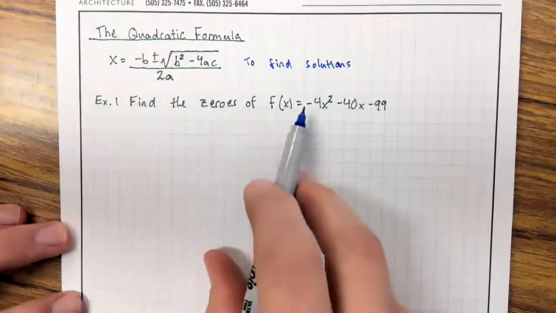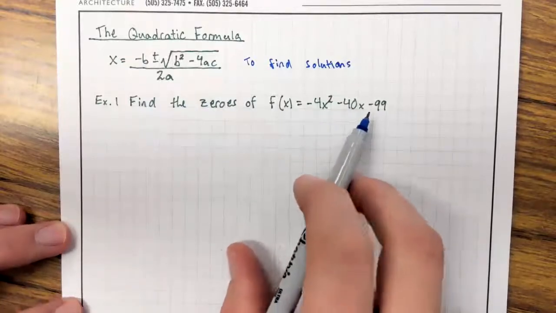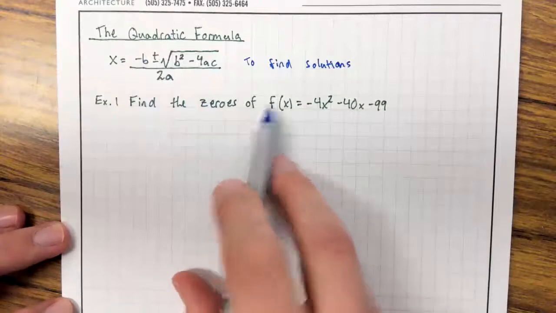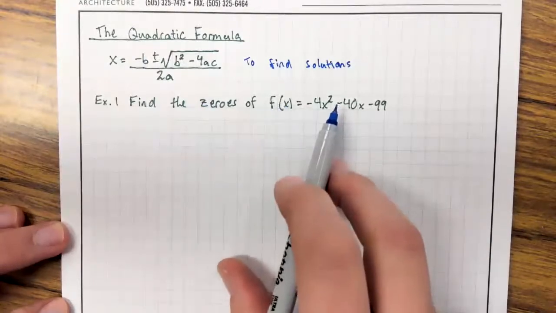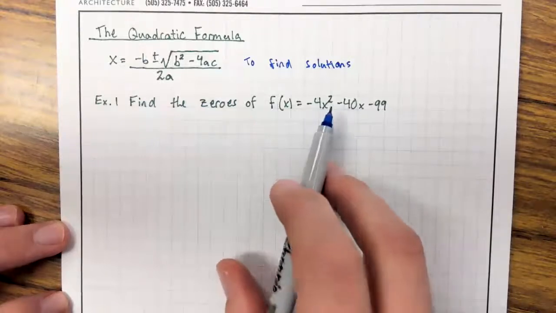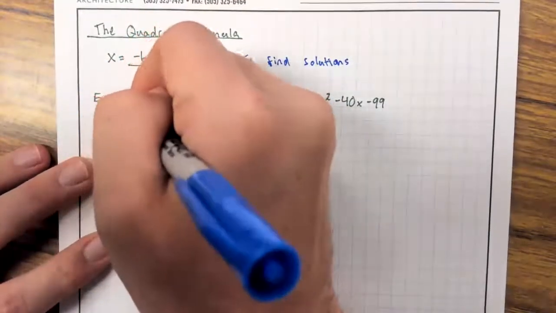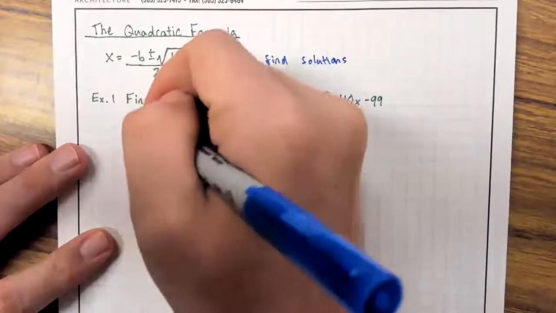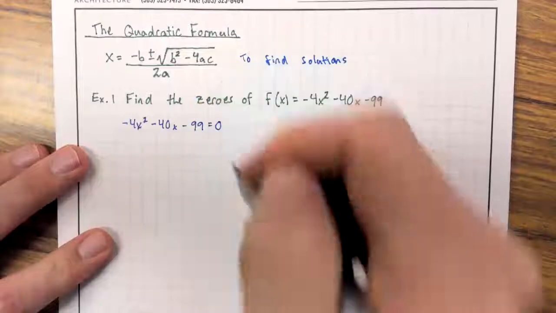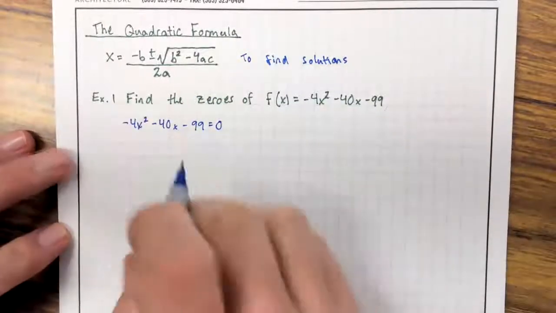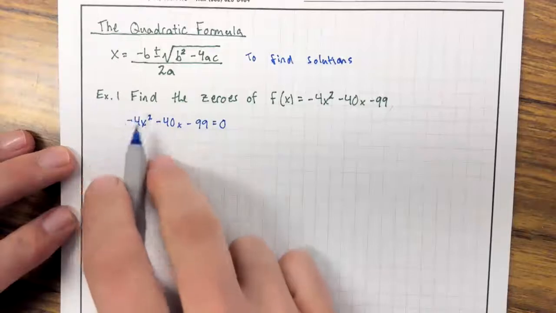Find the zeros of f of x equals negative 4x squared minus 40x minus 99. All right, so let's approach it as if we were going to factor this. The first thing that we would do is rewrite the function and make it an equation set equal to 0. So it would be negative 4x squared minus 40x minus 99 equals 0.